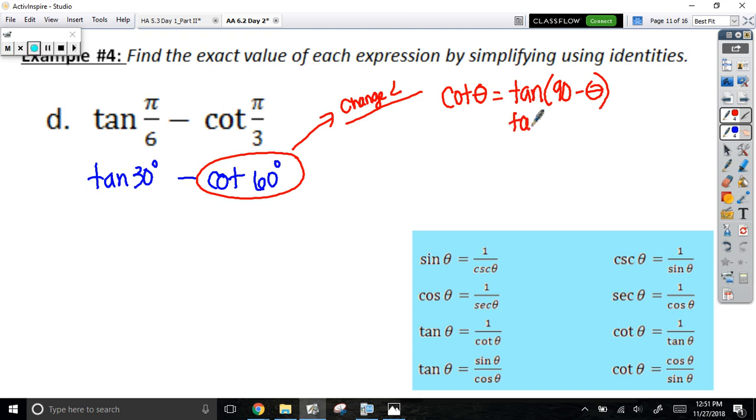So tangent of 90 minus 60. Surprise, surprise, we'll get tangent of 30. Usually they pair up the numbers so that you'll get the same. So get rid of this. This is now tangent of 30. Tangent of 30 minus tangent of 30 will get me 0.